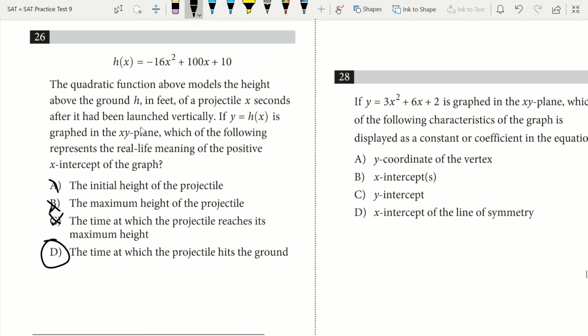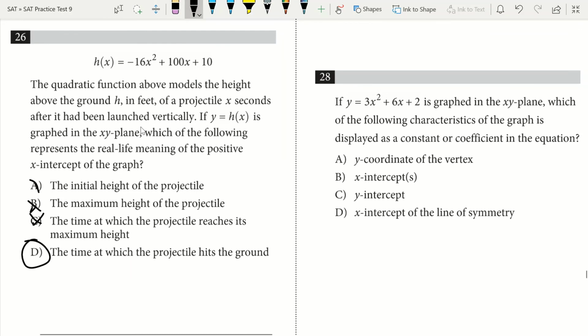Question 28, if y equals 3x squared plus 6x plus 2 is graphed in the xy plane, which of the following characteristics of the graph is displayed as a constant or coefficient in the equation? Right off the bat, I'm thinking y-intercept, right? If I put in 0 for my x, that's going to be 0. I put in 0 for my x here, that's going to be 0. And I see my y-intercept then is going to be 2. So my answer is going to be C.